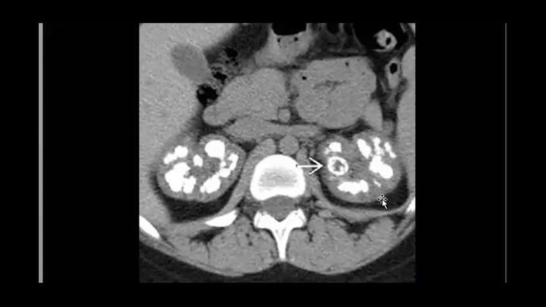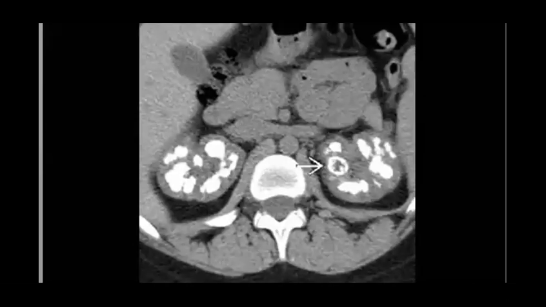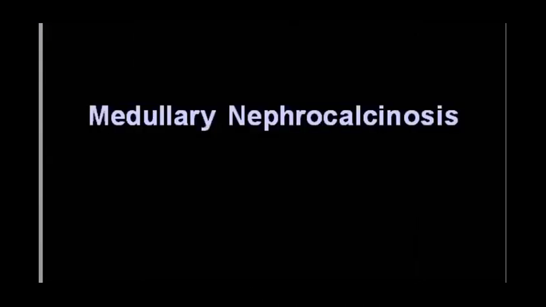So this one, it will be calcified pyramids, and this patient has a history of sarcoidosis, medullary nephrocalcinosis. Perfect. So this is what's called medullary nephrocalcinosis. Yes. What about this one? Everyone likes it with this appearance.